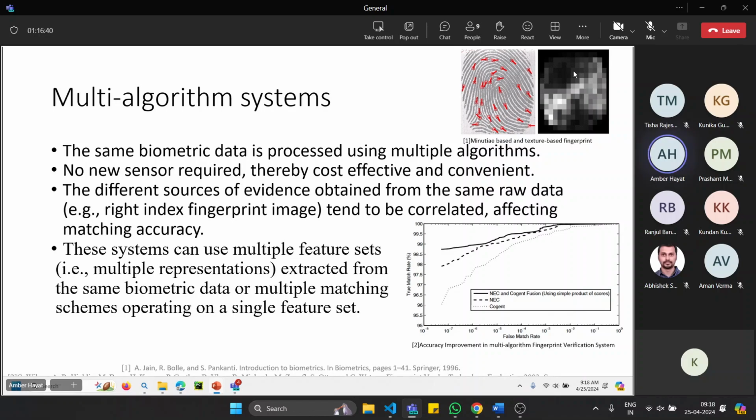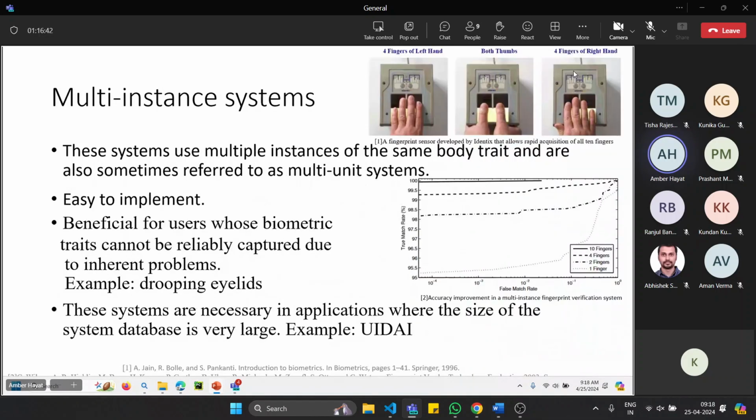Next one is the multi-instance systems. In a multi-instance system, multiple instances of the same biometric will be taken. So here you can see the biometric, the fingerprint. They have taken all 10 fingerprints. The same sensor will be required, and the same sensor can take all the 10 fingerprints.